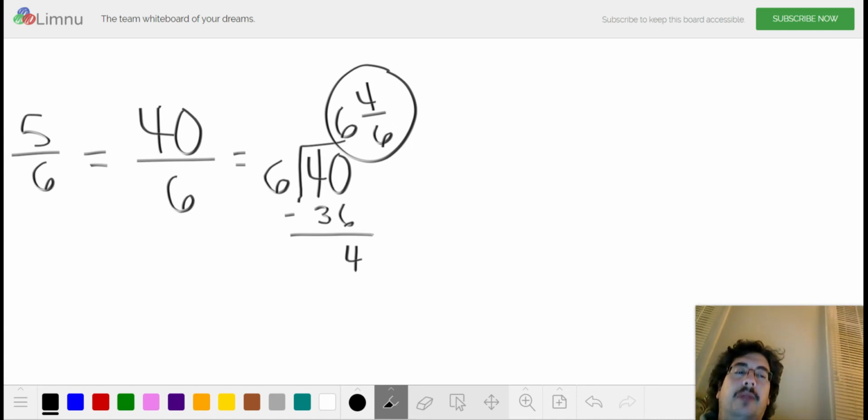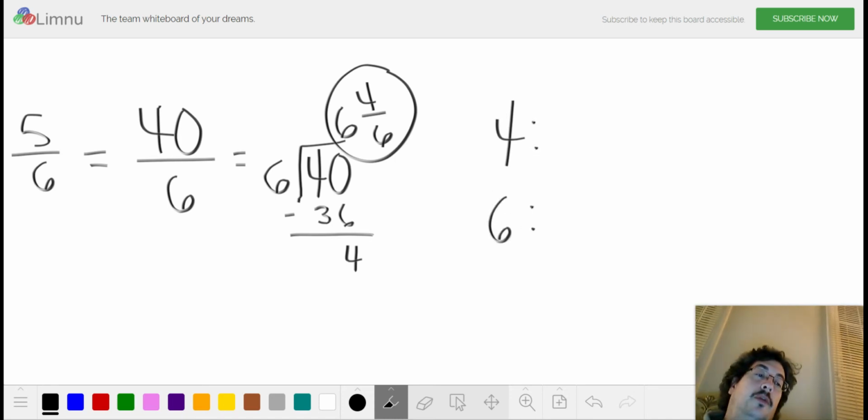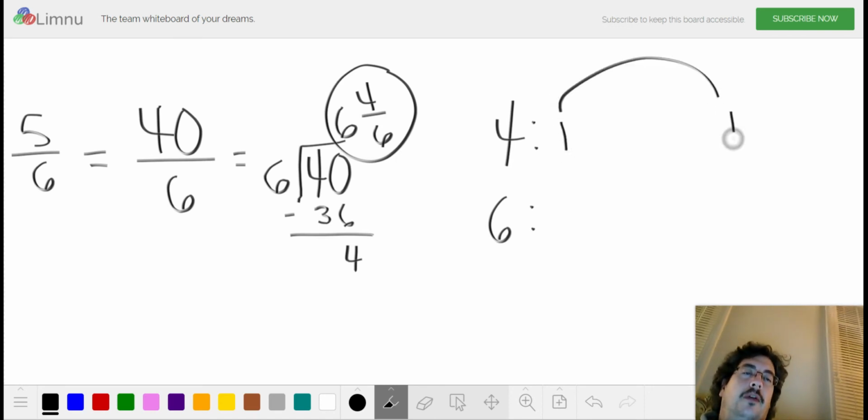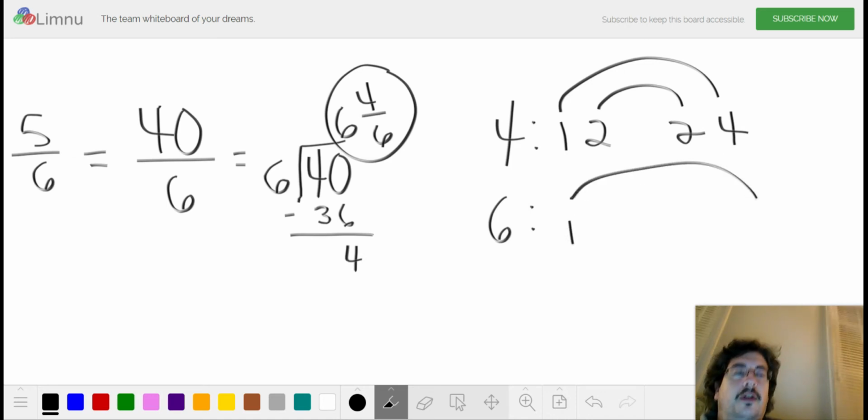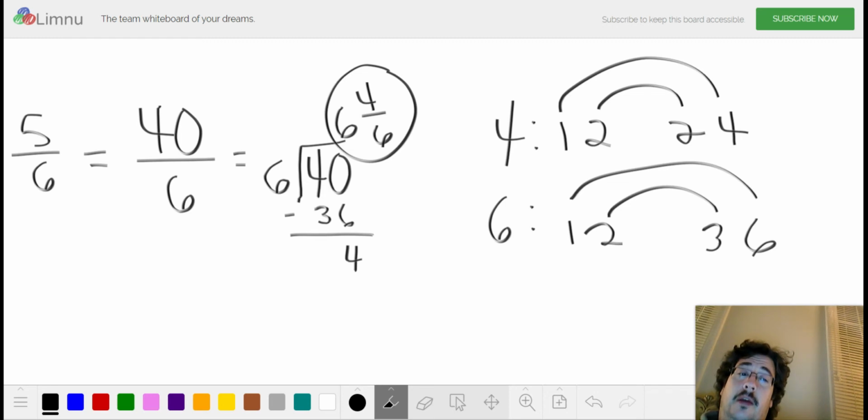So let's go ahead and completely simplify 4/6. And in order to do that, I'm going to write factor pairs for the numerator 4, and I'm going to write factor pairs for the denominator 6. So, of course, 1 and 4 is a factor pair, and the only other factor pair is 2 times 2. And for 6, we have 1 and 6, and we have 2 and 3, and that's it.